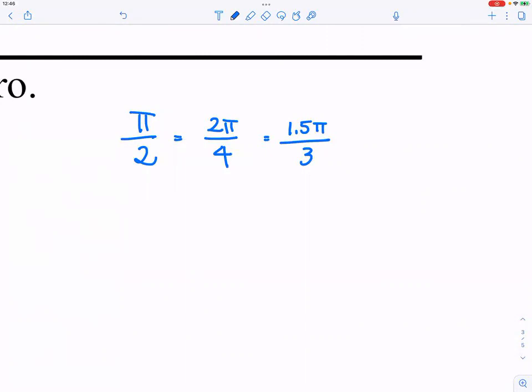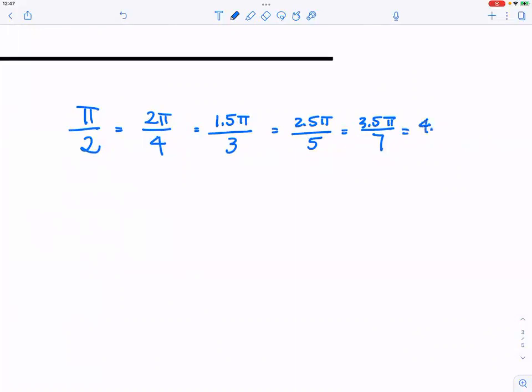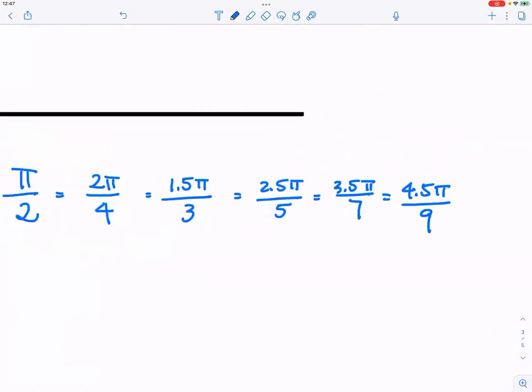Can you see how they're still equal? Still 1/2 over 1/2 pi? Okay. Now, of course, I know that usually we don't use decimals in a fraction, but this is just for comparison. Can you see this is still pi over 2? 4.5 pi over 9, this is still pi over 2.